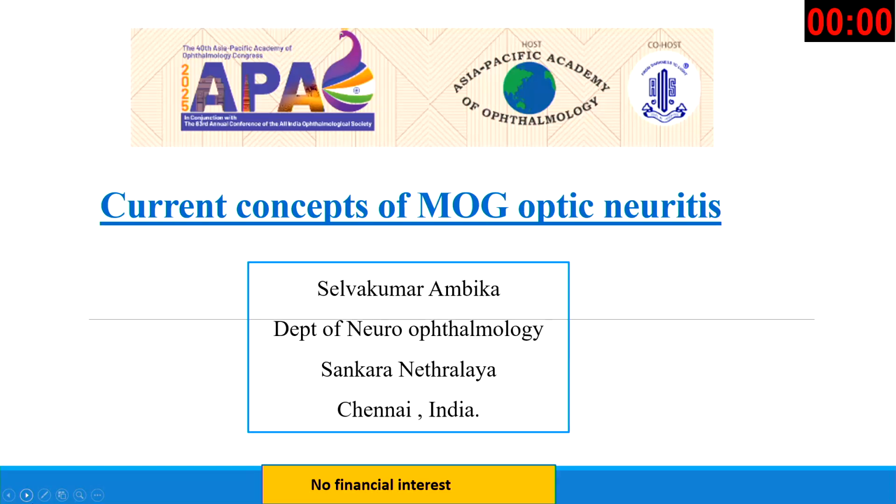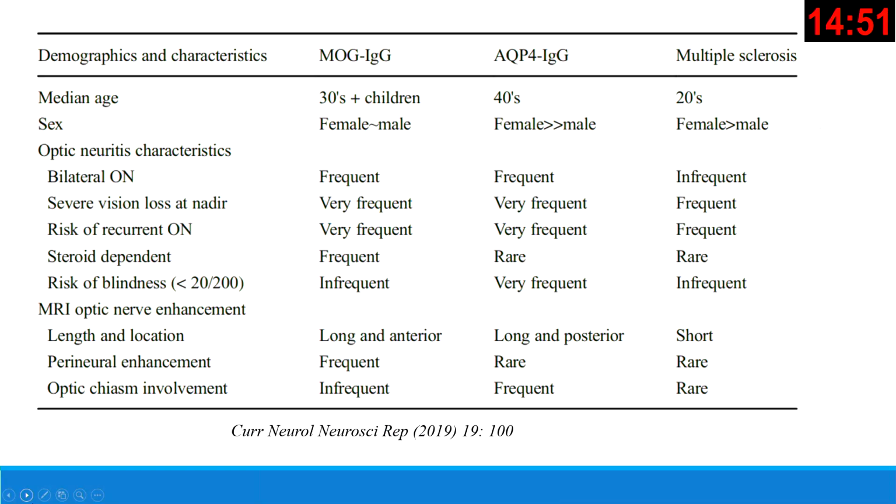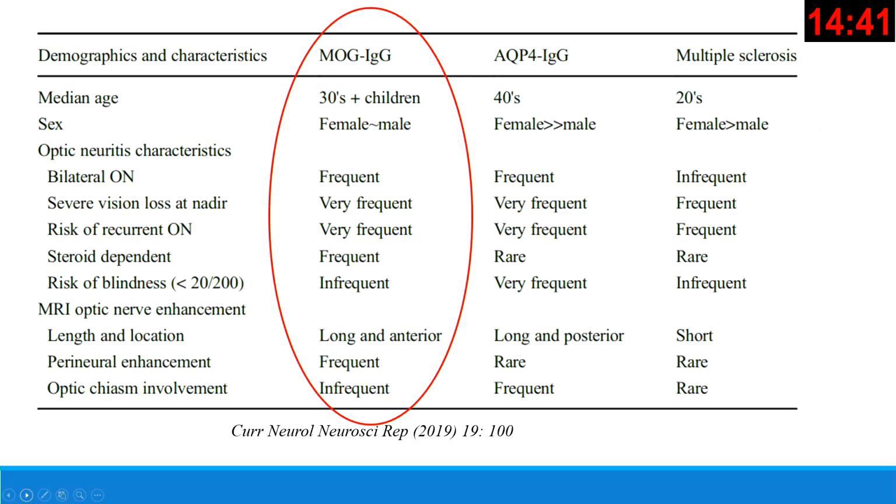Good morning, everyone. I'm going to talk on current concepts of MOG optic neuritis. I wish I could say that I have a financial disclosure, but no. So we are all very aware that ever since the discovery of these seromarkers, management of optic neuritis is having more clarity, and I'm going to discuss the MOG optic neuritis in this particular talk. And this seromarker positivity and MOG antibody characterization is very clear about the demographic nature, optic nerve characters, and the imaging aspects of MOG optic neuritis.